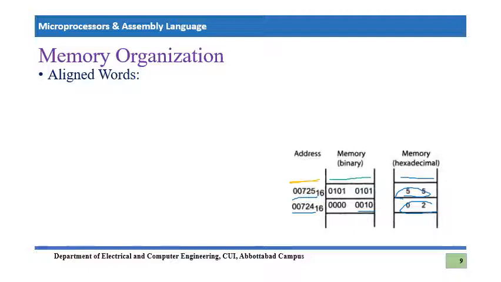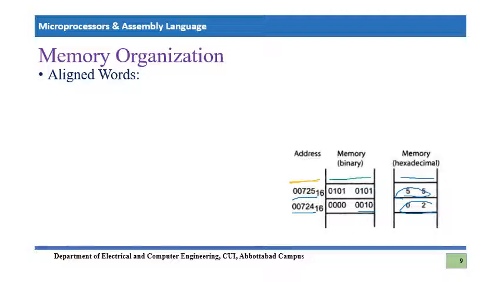00724 hex. Is it even or odd? It's even. Yes, because it is a multiple of 2. Further, if you want to check it, you can convert it into binary, and check the last bit of the address. You will find it will be 0.